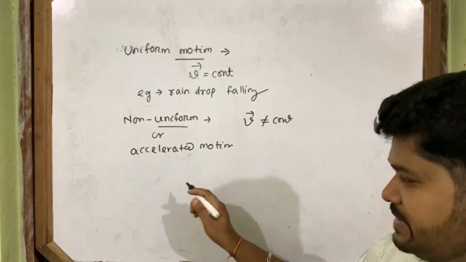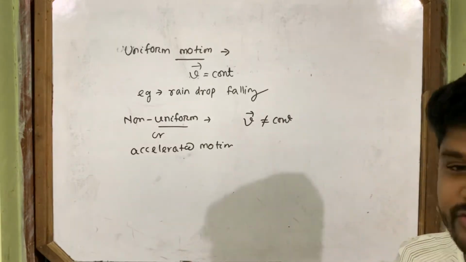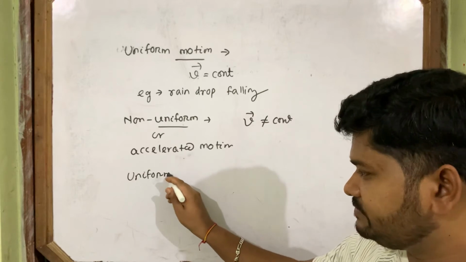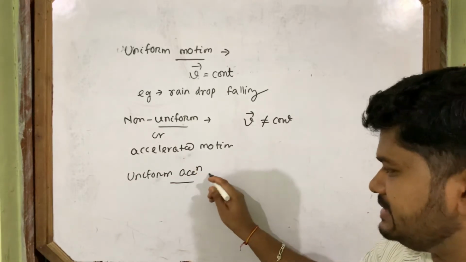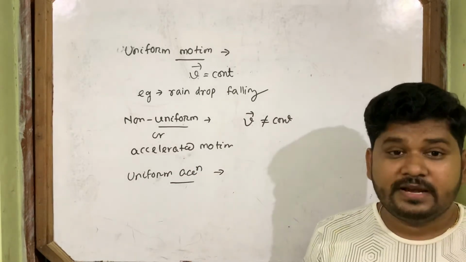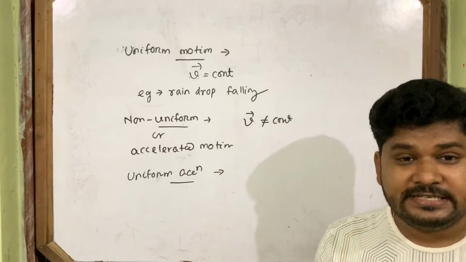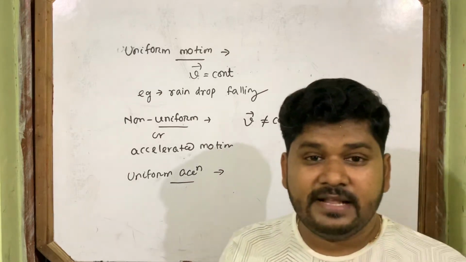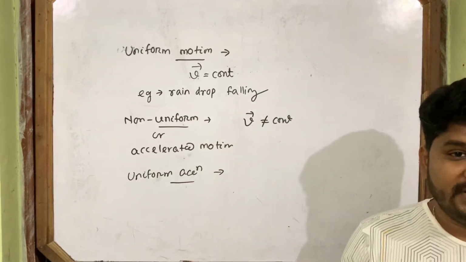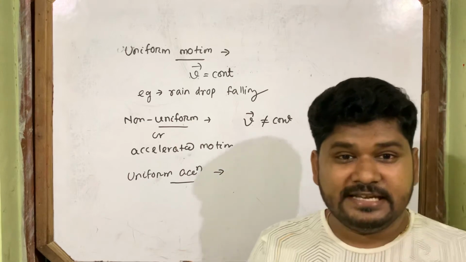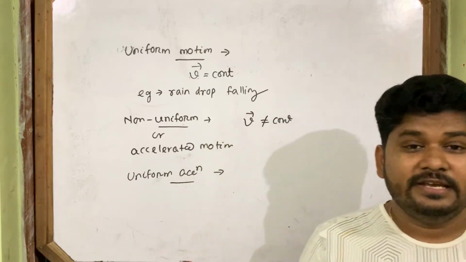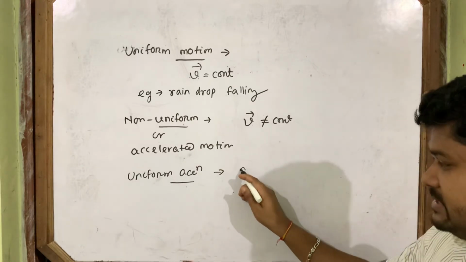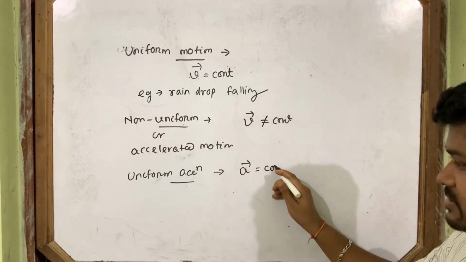Then I can classify this accelerated motion into two types. One is uniform acceleration. Uniform acceleration means what happens? Velocity changes equally in equal intervals of time. That is uniform acceleration. Here acceleration is constant.